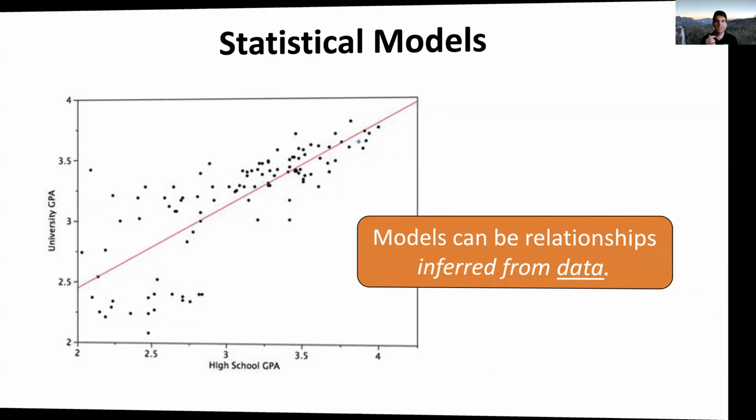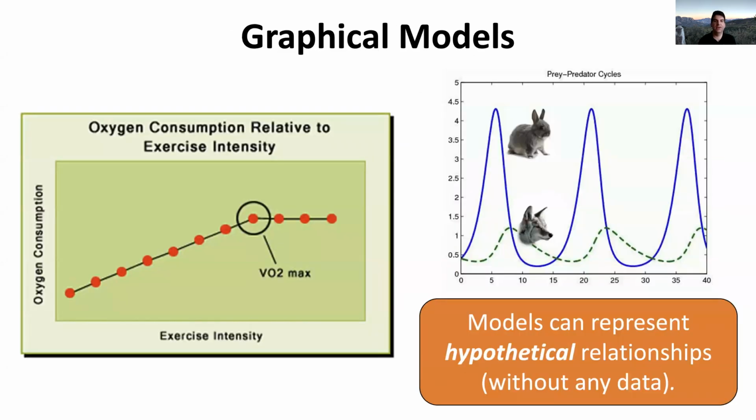Graphical models. So we don't actually need data for there to be a model. Just drawing a graph is a useful model. On the left-hand side of the screen, this is a model of what would happen with exercise intensity and oxygen consumption.